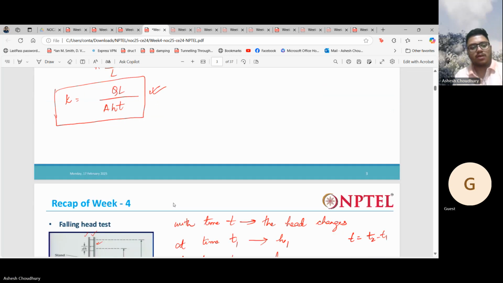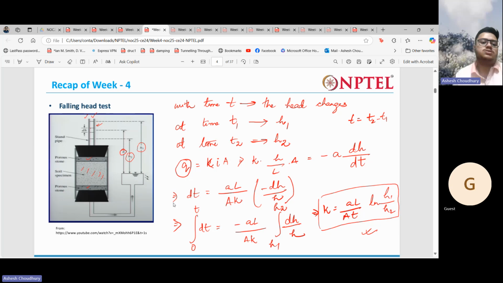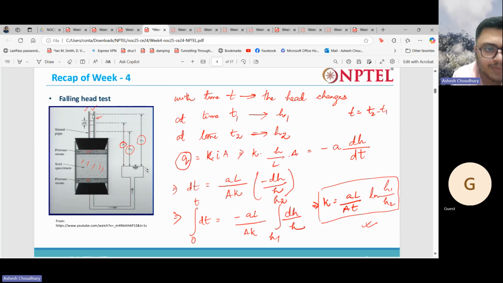Okay. Then you have the falling head test. So in the falling head test, what happens? We have the standpipes here, right? So the head will fall throughout the test. Initially at time t1, say it's h1. At time t2, it will be h2. And at any time, we can say the head is h, and dh is this infinitesimal small height here in the standpipes.